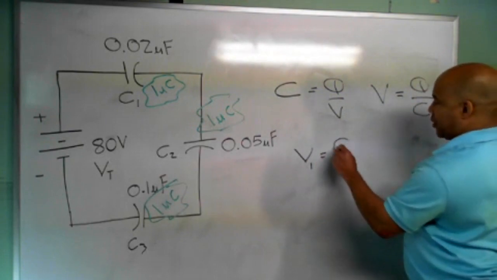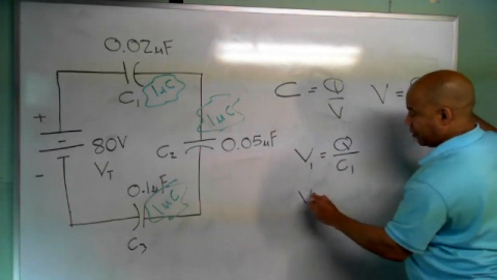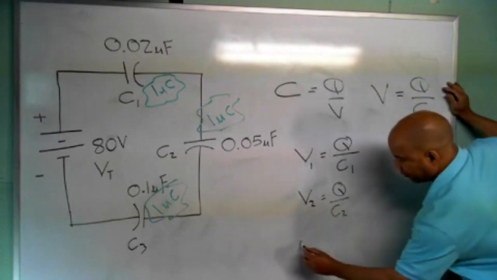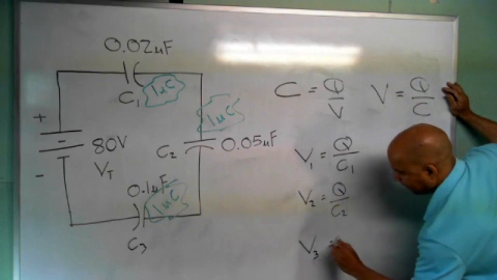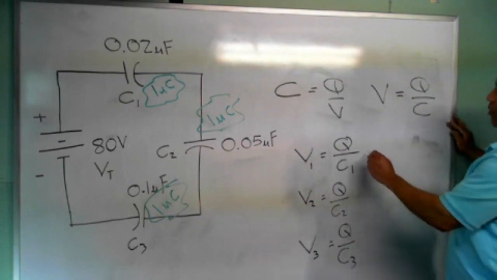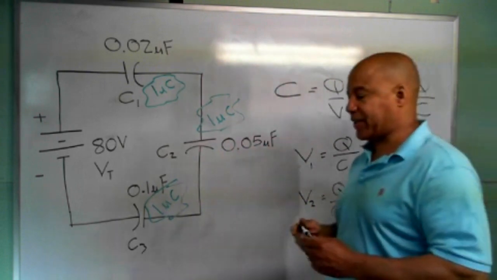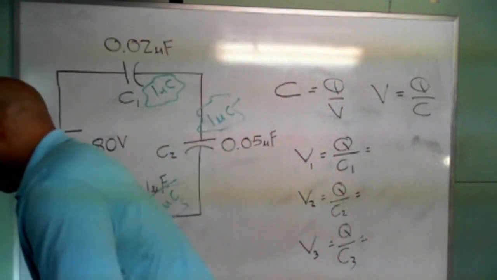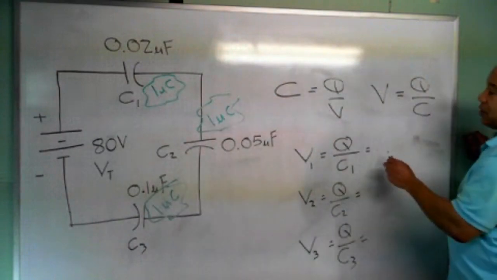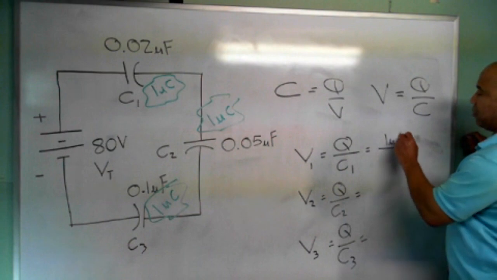it's going to be Q. I want to subscript that because it's the same everywhere. On C1, V2 is Q on C2. And V3 is Q on C3. Those are the equations we use to solve for each individual voltage across each capacitor. So put your numbers in there, calculate, and then you should be good to go. So all the Q's are the same. It's all going to be 1 microcoulomb.